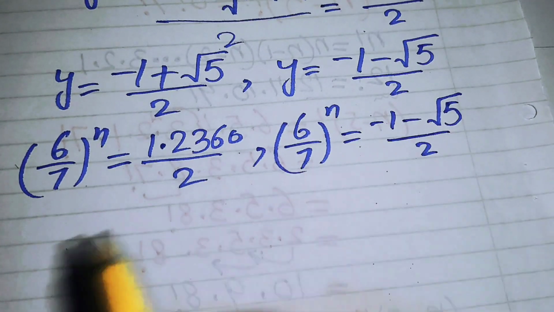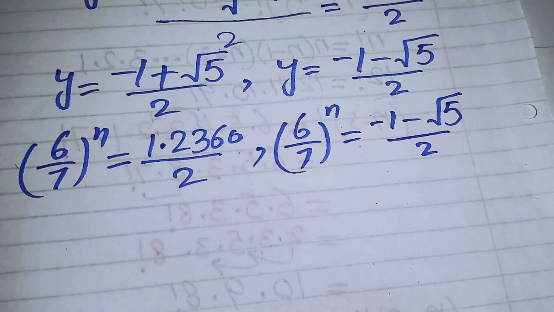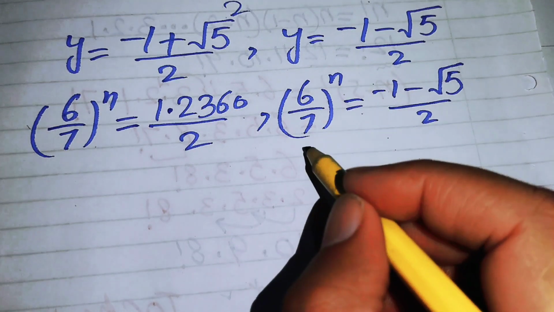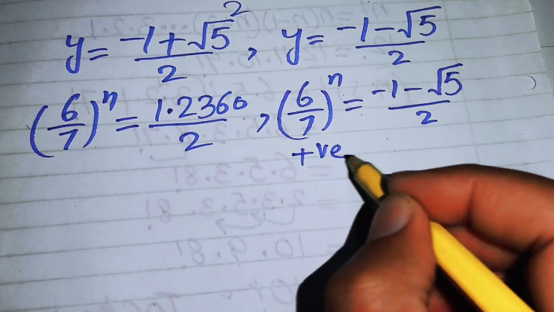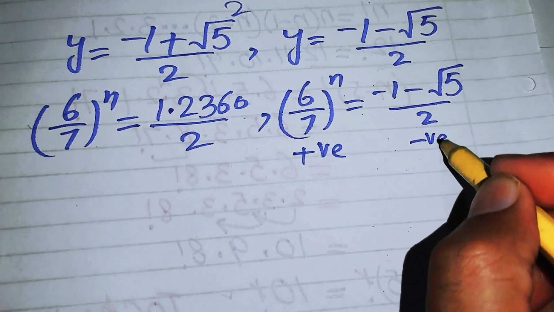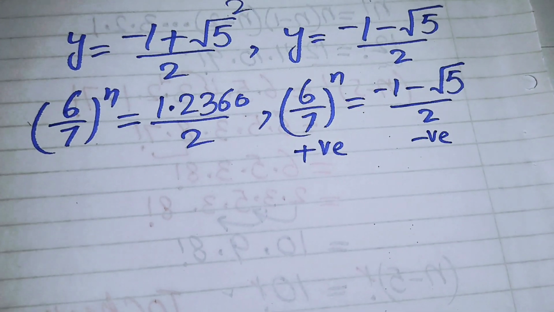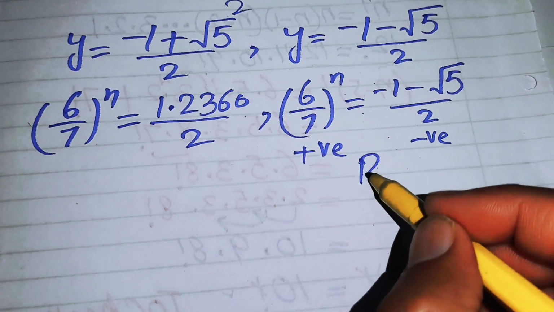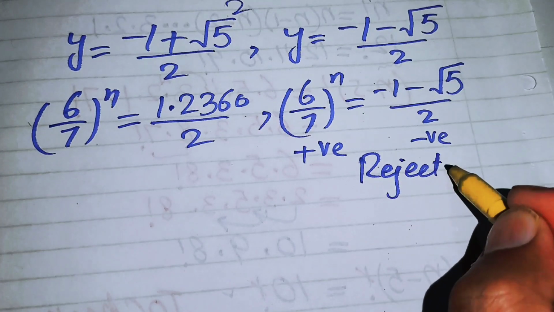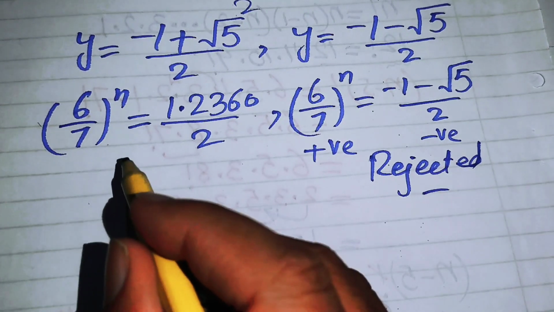In the second case, focus on both of the sides, and you see that in the left hand side we have an exponential function. You know that an exponential function always gives a positive value, and in the right hand side you have a negative value. So it is not possible for an exponential function to equal some negative value, so we will reject this case. Now we can proceed with the first case only.